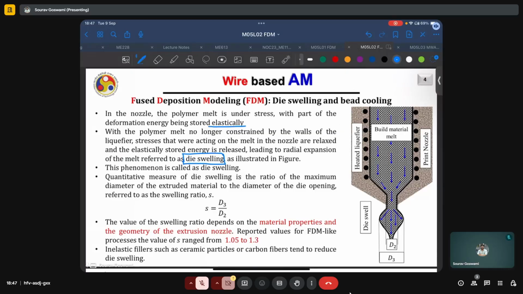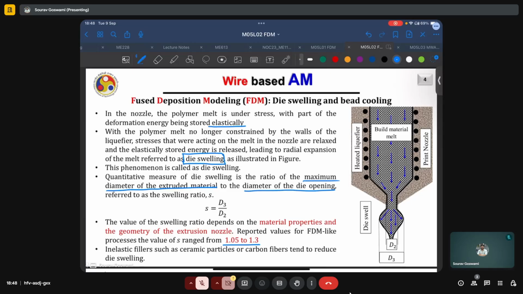Quantitative measures of the die swelling have been performed, and it is defined as the ratio of the maximum diameter of the extruded material to the diameter of the die opening. The swelling ratio S is equal to d3 by d2, where d3 is the maximum diameter of the extruded material and d2 is the nominal diameter of the die orifice. The value of the swelling ratio depends on the material properties and the geometry of the extrusion nozzle. Some of the typical reported values are between 1.05 to 1.3.